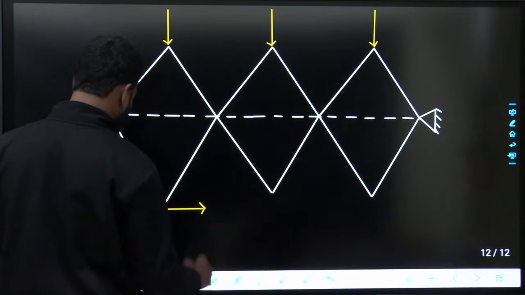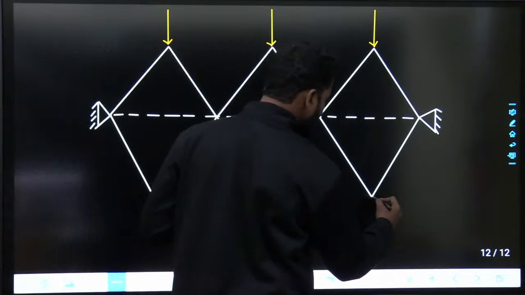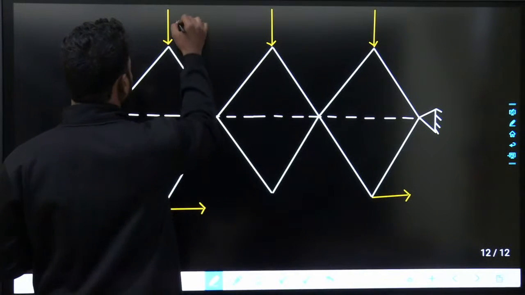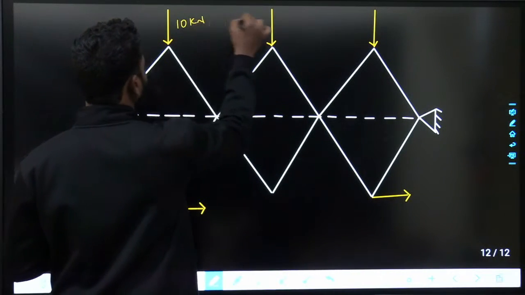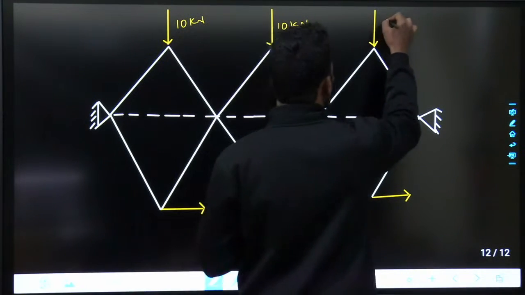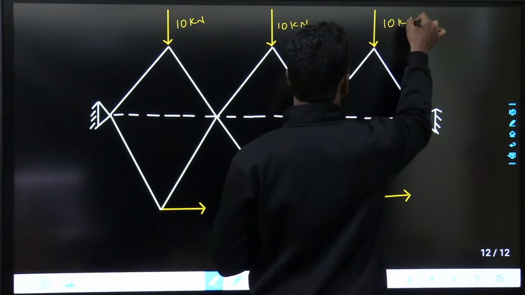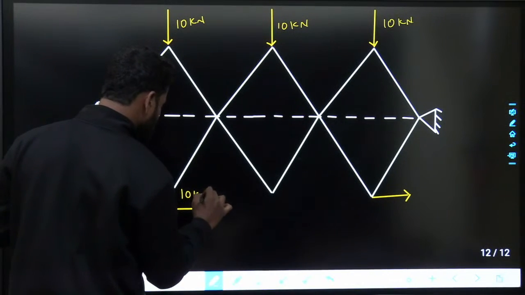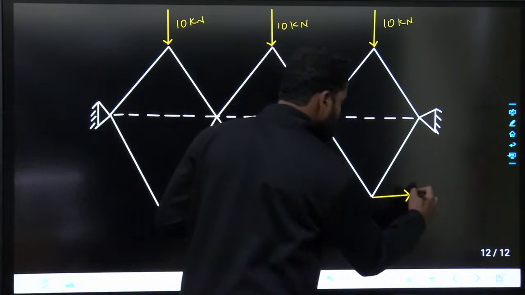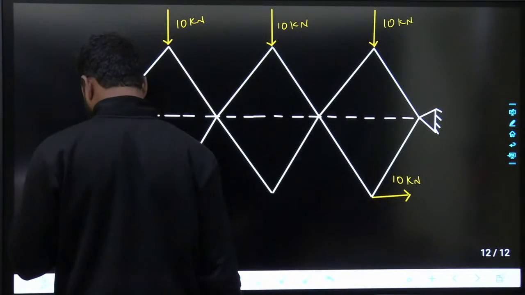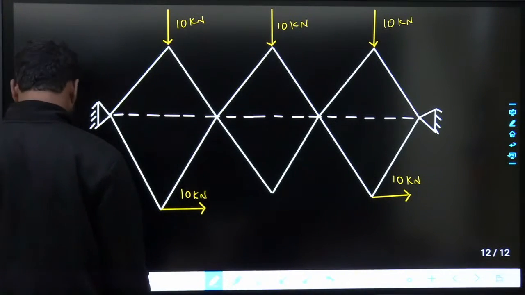This is 10 kilonewtons. This is also 10 kilonewtons. Each of these loads is 10 kilonewtons. Fine.